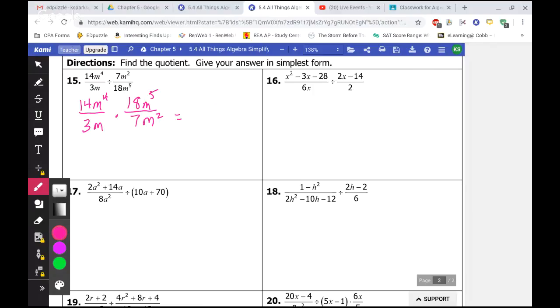I usually just multiply across and then cancel out. Okay. All right. Let's do that then. So 14 times 18 is 252. And then you add your exponents, 4 and 5. So that gives me a 9. And then 3 times 7 is 21. And then 1 plus 2 is 3.